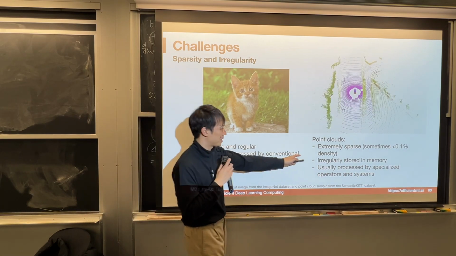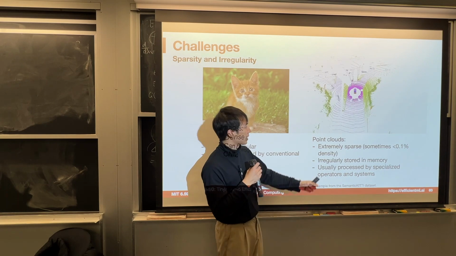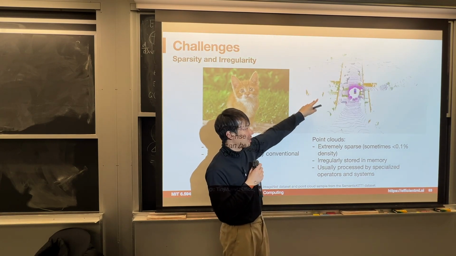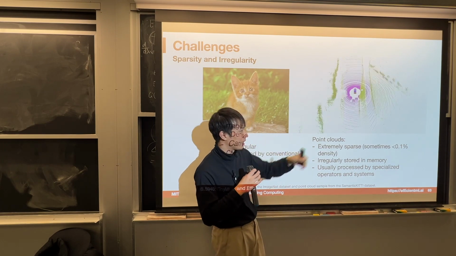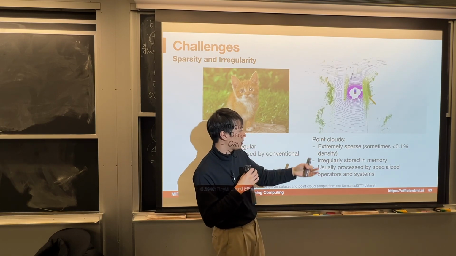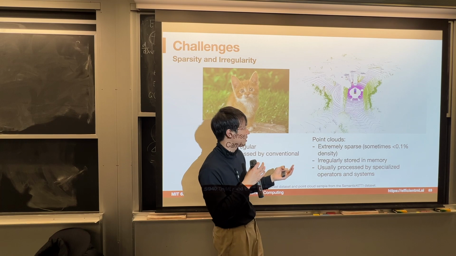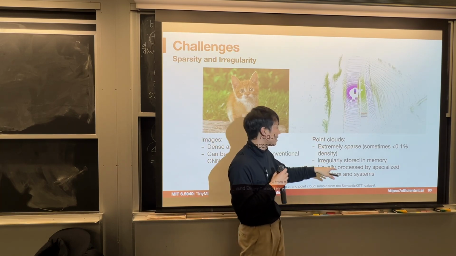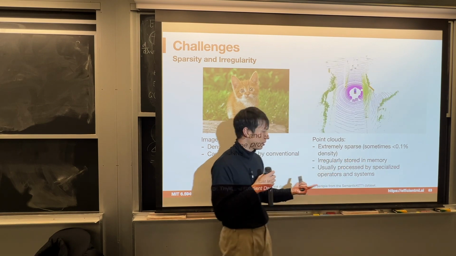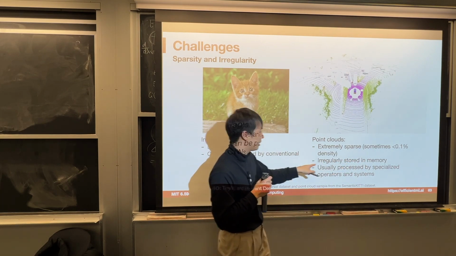But point clouds are extremely sparse. As you can see, only the colored points have some collected points. And for most of the area, for example, between me and the wall, there's nothing in between. So there will be no points if you use a LiDAR sensor. So they are quite sparse, usually less than 1% in terms of density. And they are quite irregular in memory.